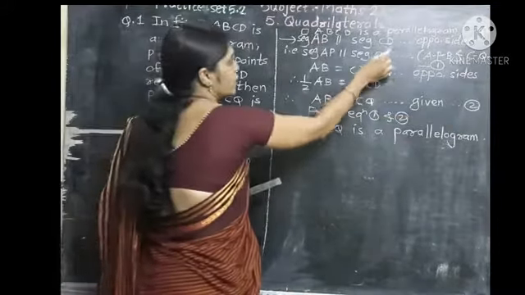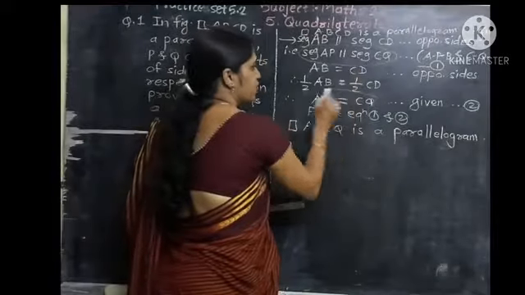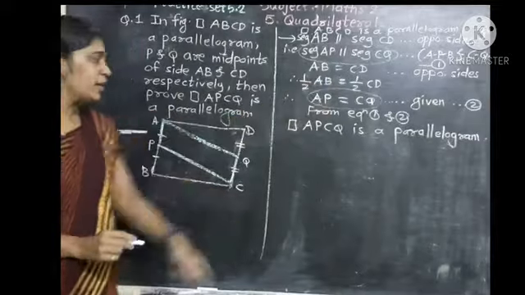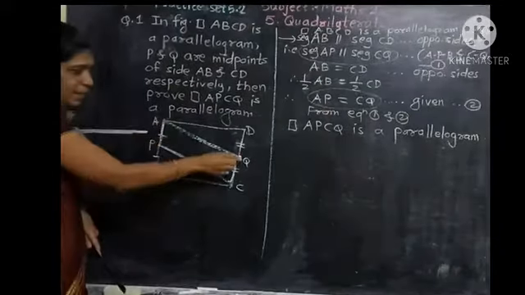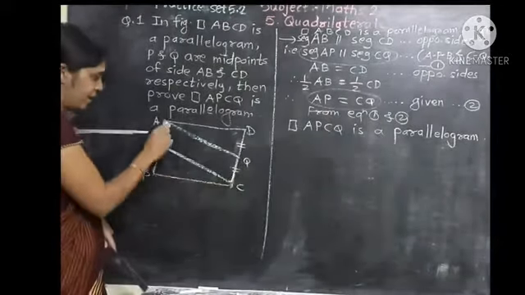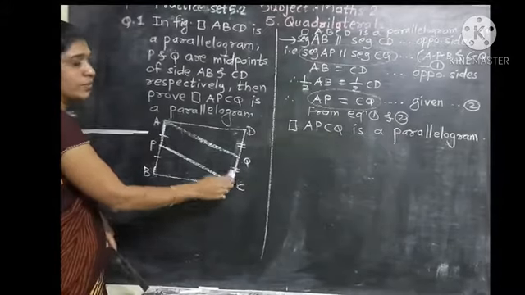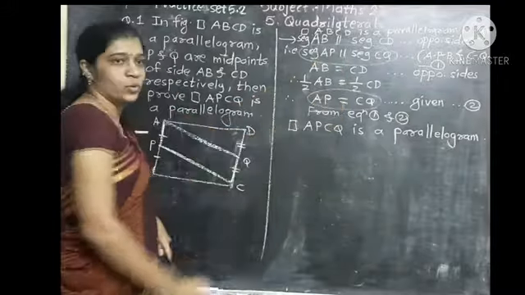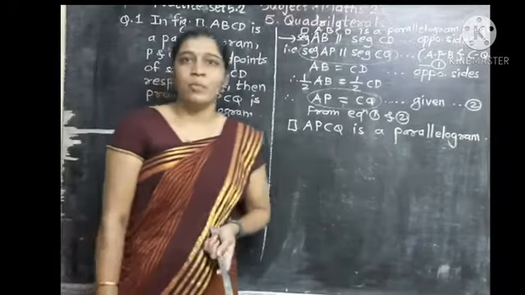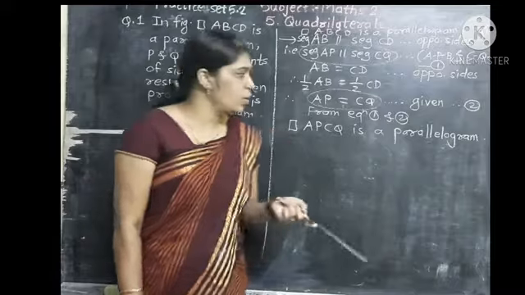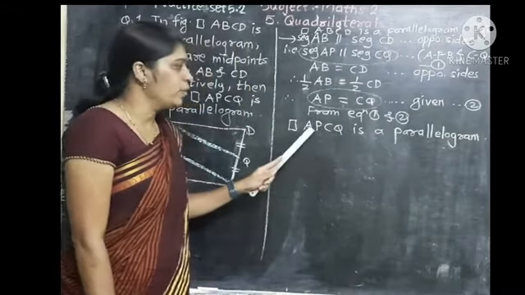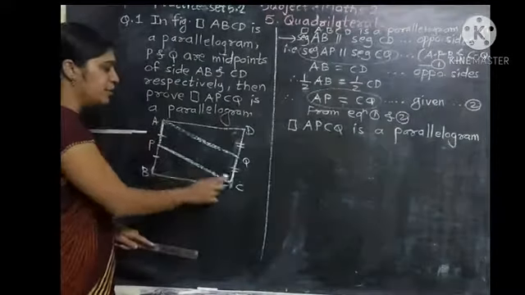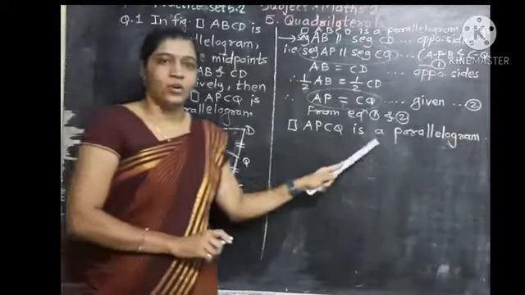Now observe these two equations. This is equation first and this is equation second. Observe this segment: AP is parallel to CQ and AP is equal to CQ, given. These both opposite sides are parallel and congruent. If one pair of opposite sides is congruent and parallel, therefore it is a parallelogram. Therefore APCQ is a parallelogram.